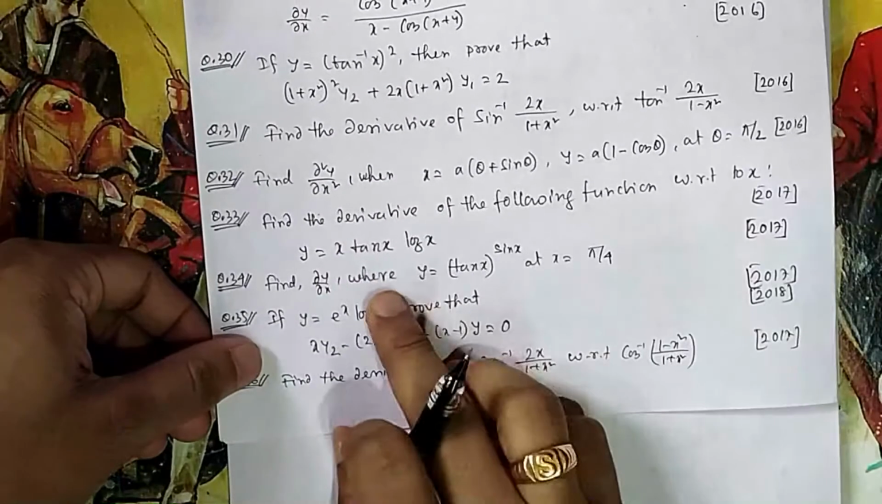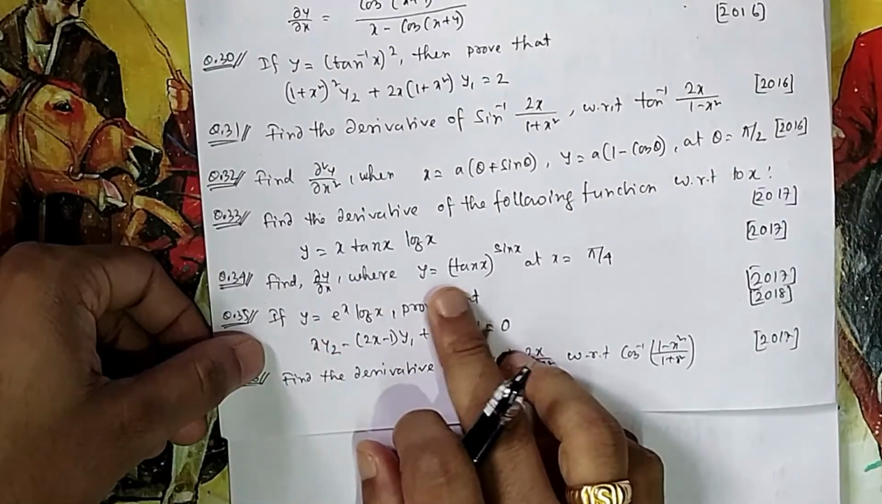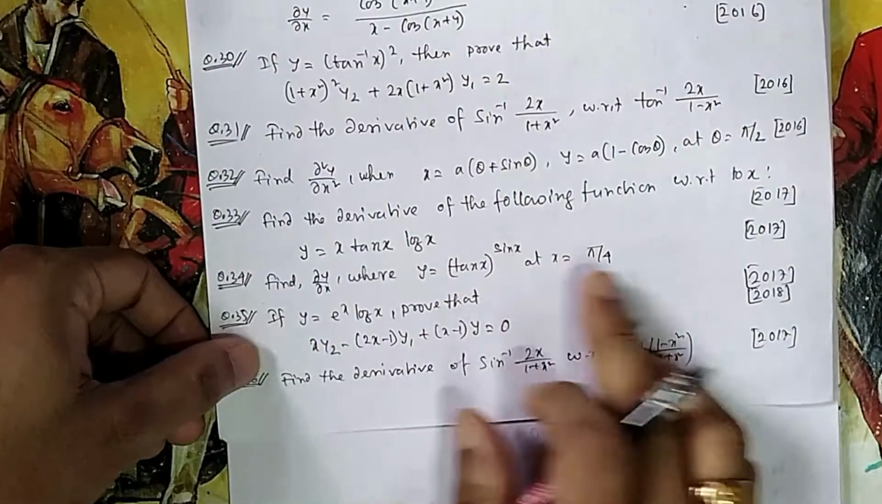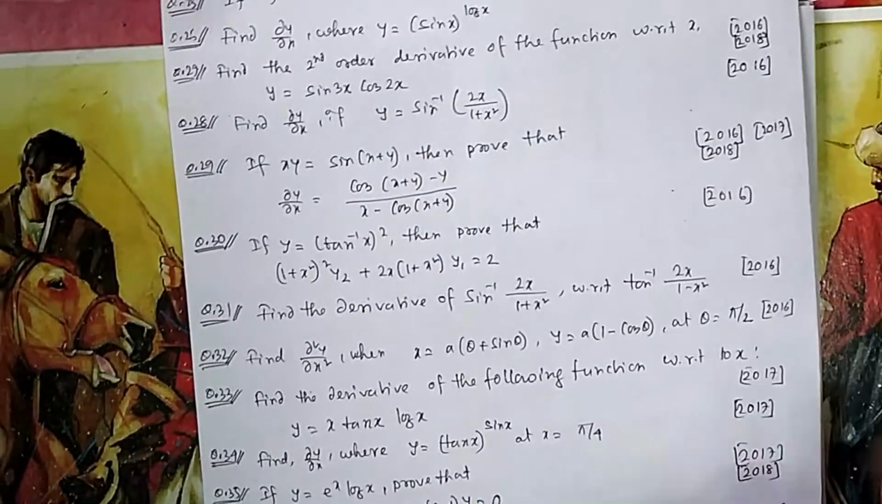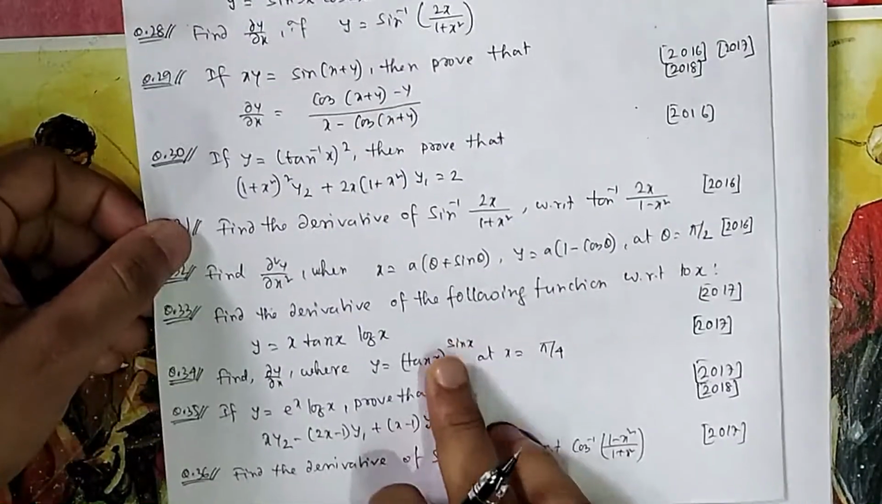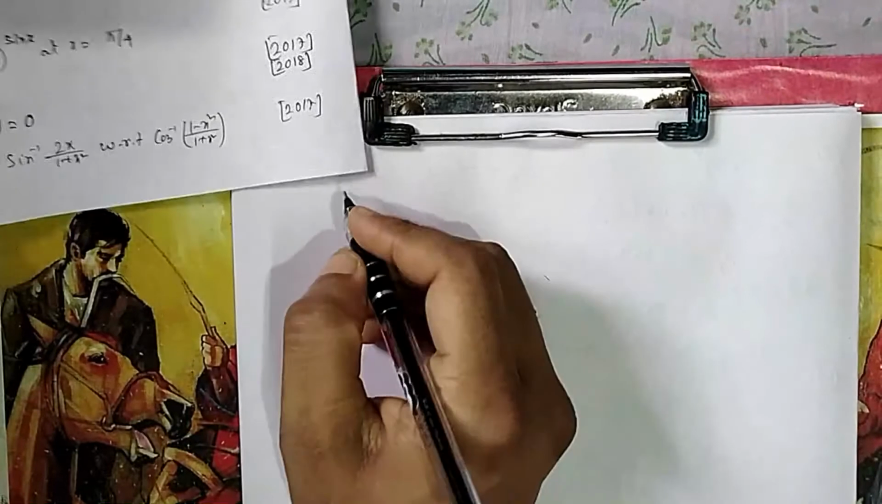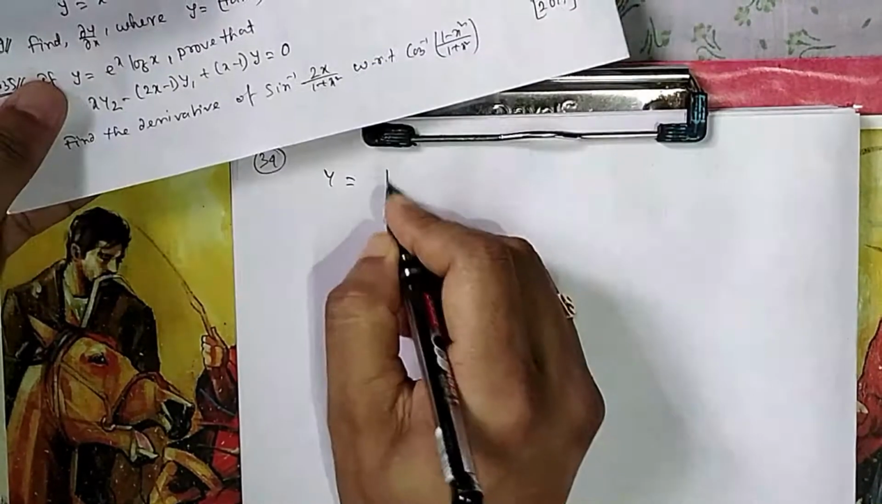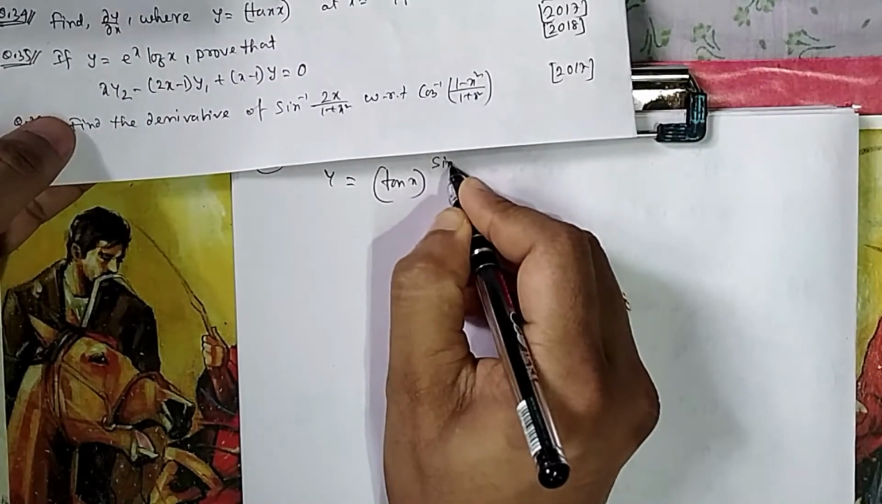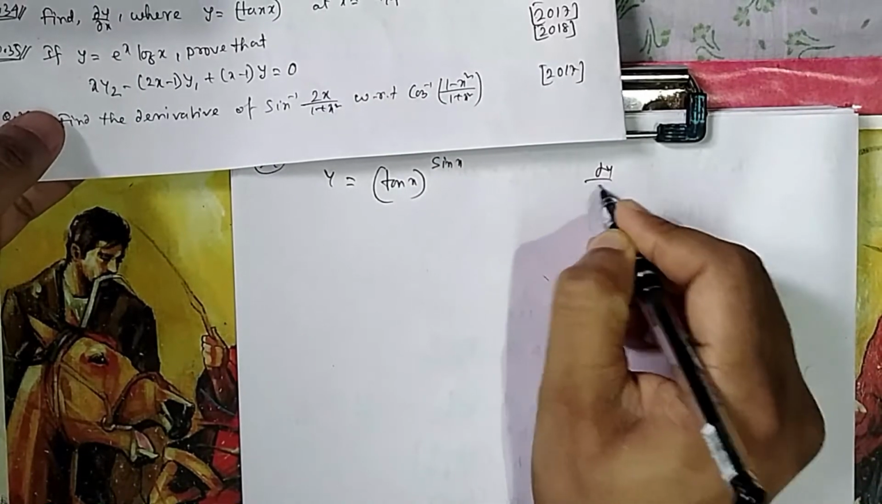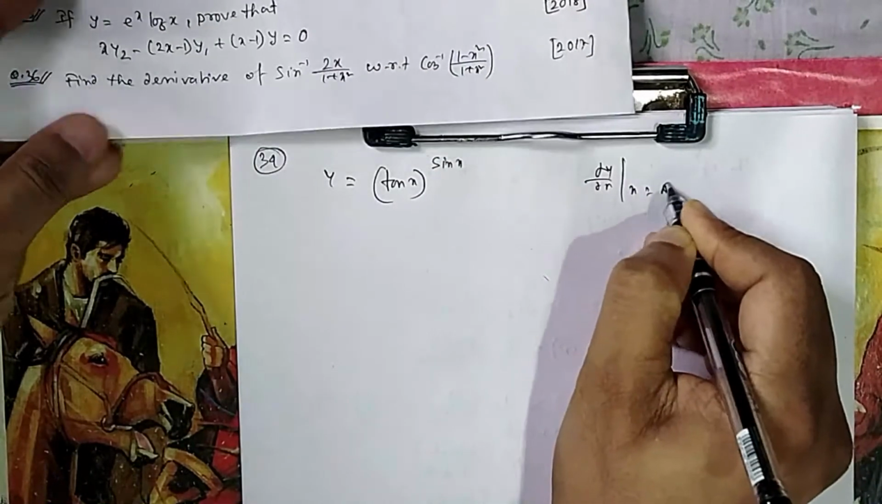In question number 34, find dy/dx where y is equal to this, at x equal to pi by 4. Again, this is on the top of another one, so you have to bring it down, and then you can differentiate it. So given y is equal to tan x to the power sin x, you have to find dy/dx at x equal to pi by 4.